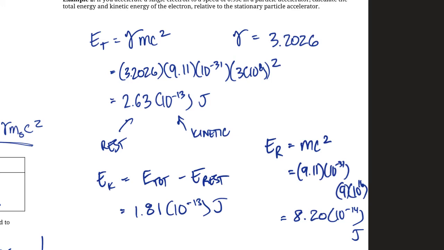So there we go. Notice how, in this case, the kinetic energy is actually a much bigger proportion of the total energy. That's because the closer we get to the speed of light, the higher proportion of the energy is going to be kinetic energy. Because remember, the rest energy isn't changing, right? That's just mc squared. So it makes sense.